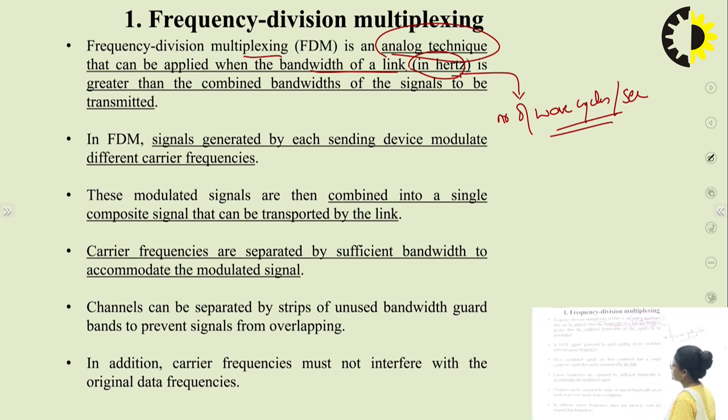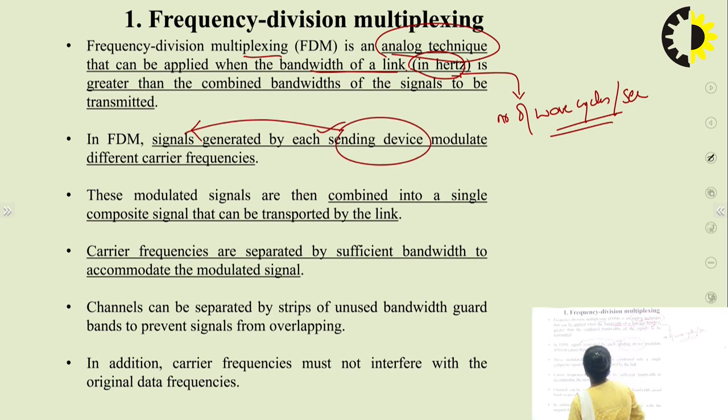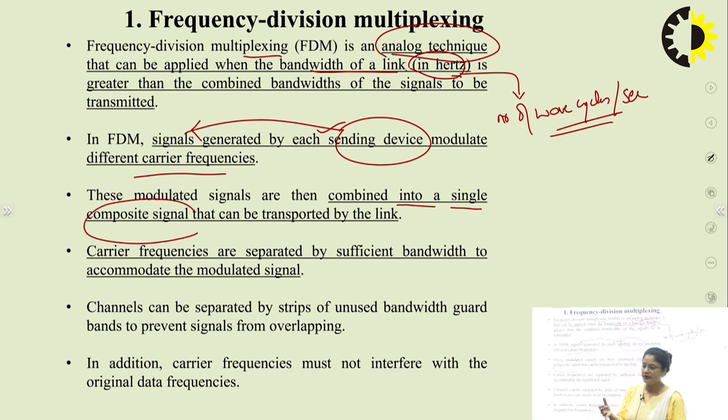So here in FDM, the signals generated by different sending devices are modulated by different carrier frequencies. I'll take a figure and show that in the next slide. And these modulated signals are then combined into a single composite signal. So we have different signals coming from different inputs, and those signals are modulated to different frequencies, and these are combined into a single composite signal.